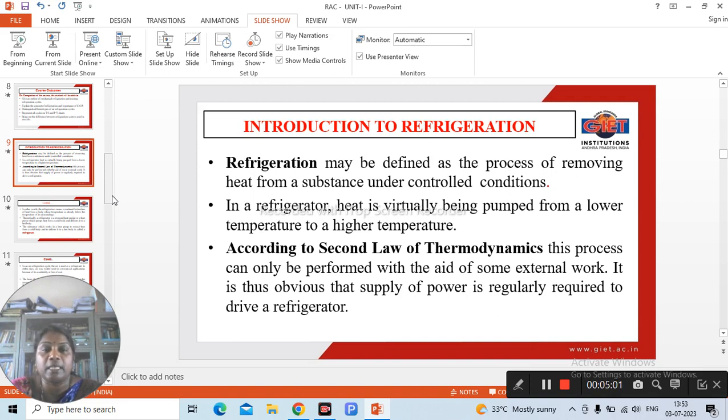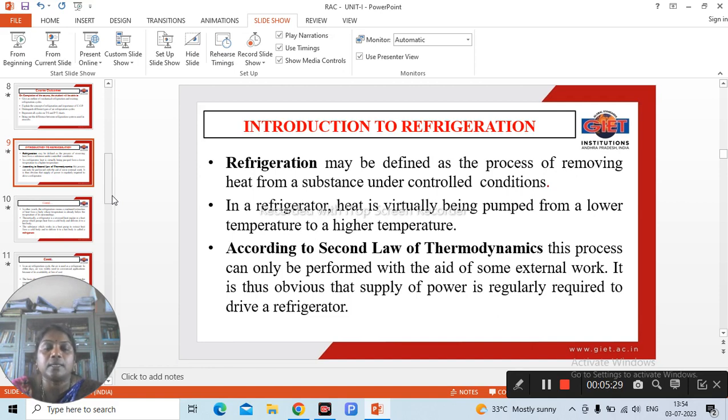See this next, in a refrigerator, heat is pumped from the lower temperature to the higher temperature. So the refrigeration system depends upon the second law of thermodynamics. What is the second law of thermodynamics? This process can only be performed with the aid of some external work.